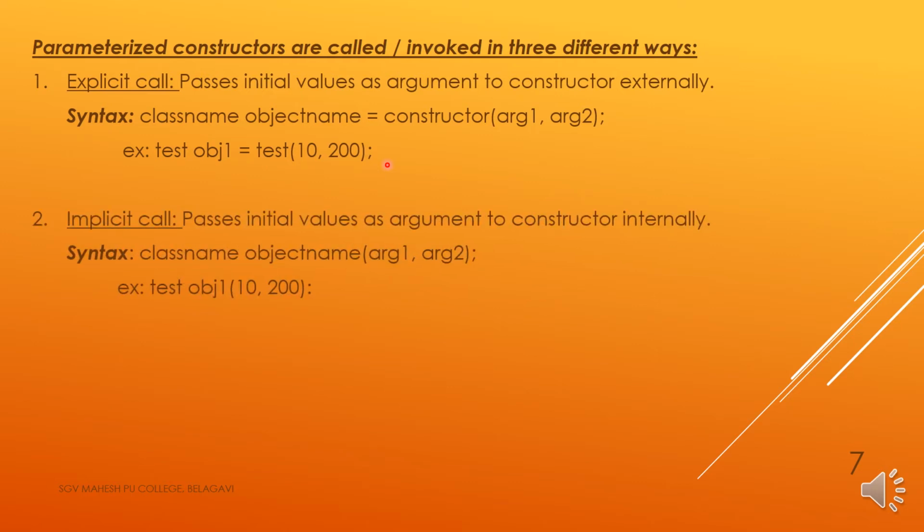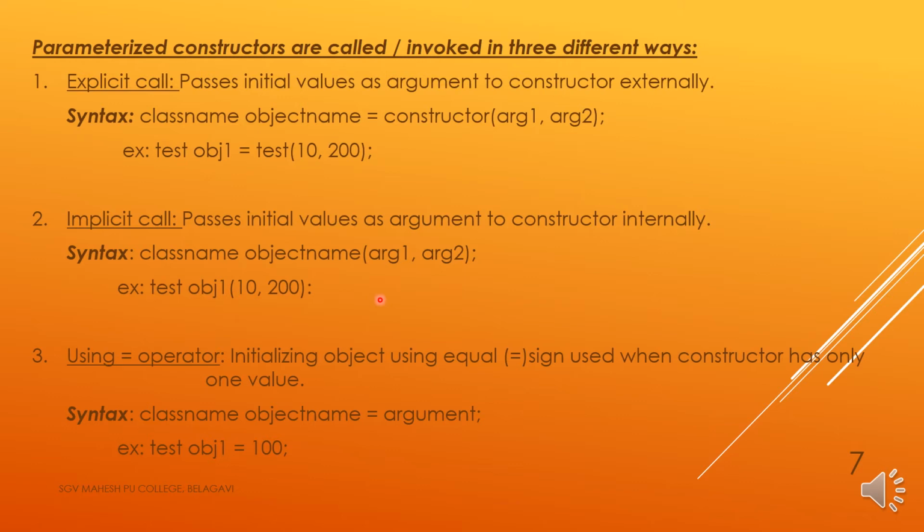Now what's an implicit call? An implicit call is nothing but where you are passing initial values as arguments to the constructor internally. How to write this? Name of a class, name of an object, passing 2 arguments. Let's say for example test is the name of my class, object is the name of my object, and 10 and 200 are arguments.